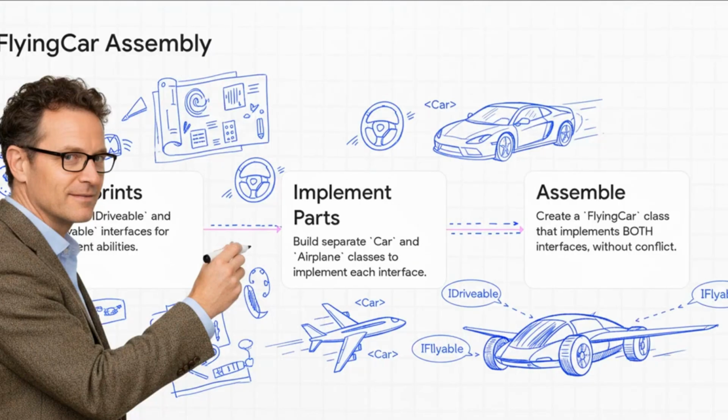Okay, so here's our game plan. First, we create two separate blueprints. An IDrivable interface that says anything that uses me must have a Start method, and an IFlyable interface that says you gotta have a TakeOff method. Next, we build the individual parts. We'll have a Car class for the driving and an Airplane class for the flying. And finally, we assemble it all. Our new FlyingCar class simply promises to follow the rules of both of those blueprints.